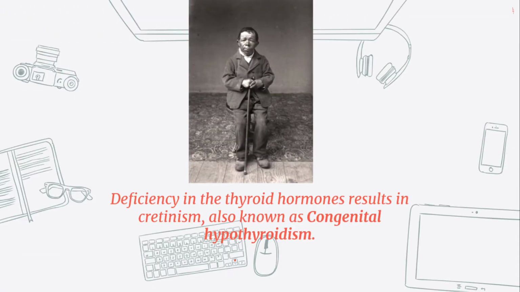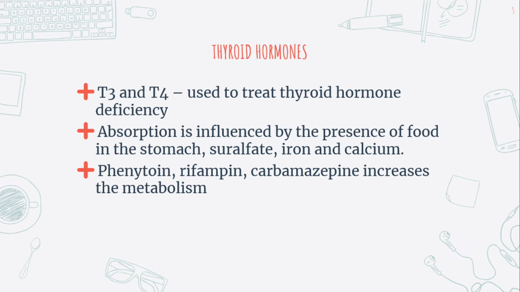As you can see here, deficiency or shortage of the discussed hormones can result in cretinism. Cretinism, also known as congenital hypothyroidism, is a severe deficiency of thyroid hormone in newborns. It causes impaired neurological function, stunted growth, and physical deformities. Both triiodothyronine T3 and thyroxine T4 are used to treat thyroid hormone deficiency. The levothyroxine sodium is used for oral administration.